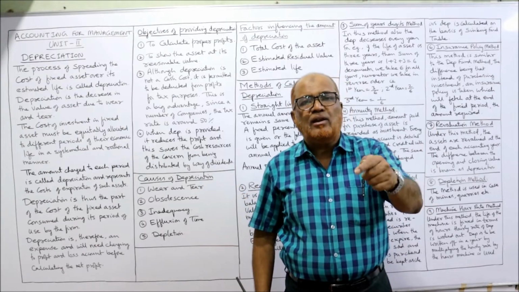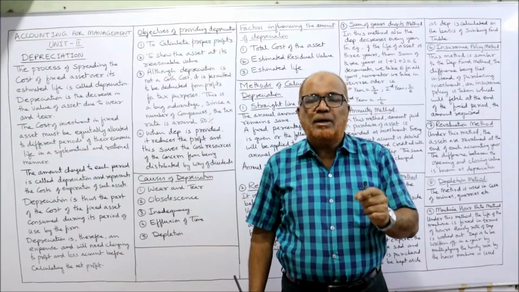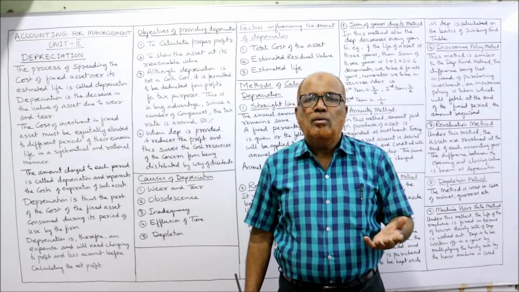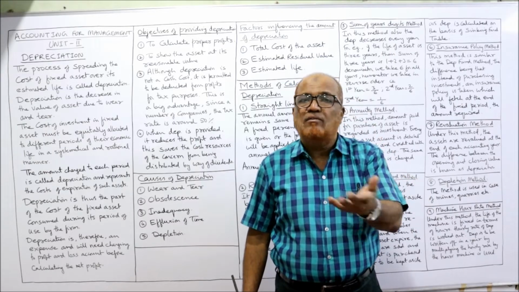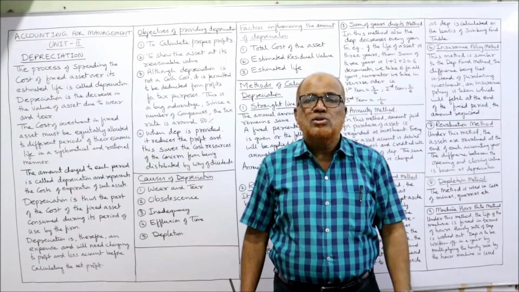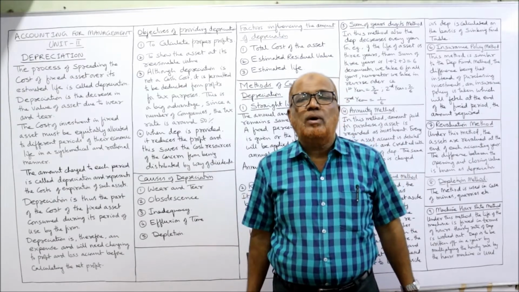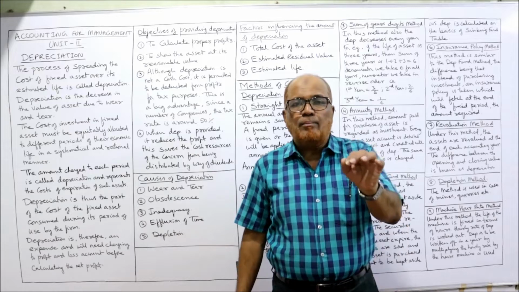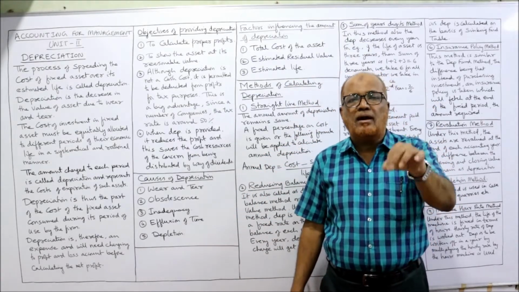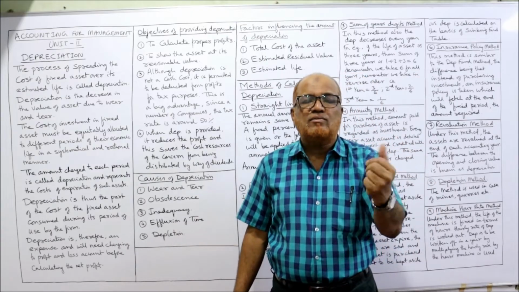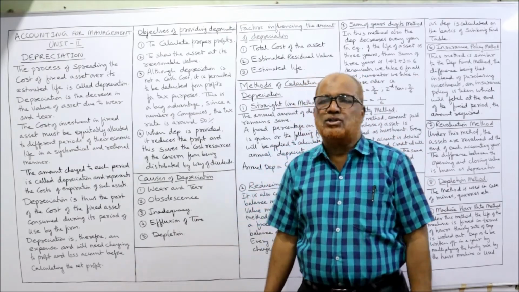Then in the balance sheet, the value of the asset is showing 1 lakh. But is it the true value? No. Because by using the machinery, its value has decreased. We have not provided depreciation. So the balance sheet will not show the true and fair view. So it is compulsory to provide depreciation to get the correct profit and also to show the correct value of the asset in the balance sheet.